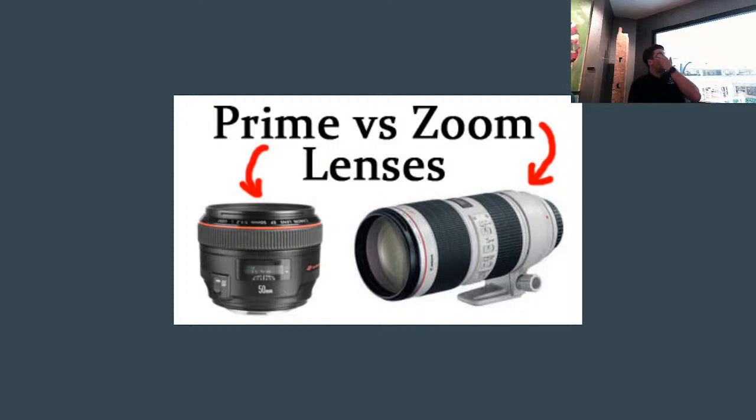Prime lens versus zoom lens, pretty self-explanatory. A prime lens stays at one focal length. You do not change it. You cannot change it. You have a focusing ring on there, or you have auto to manual focus, depending on if it has a motor built in.